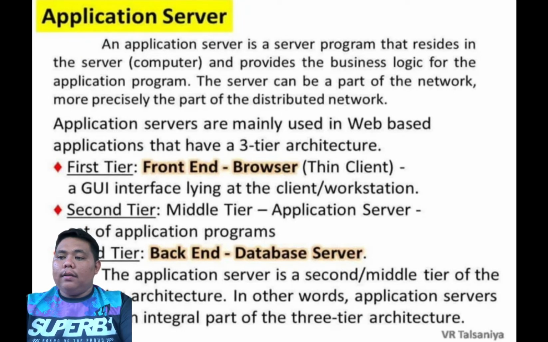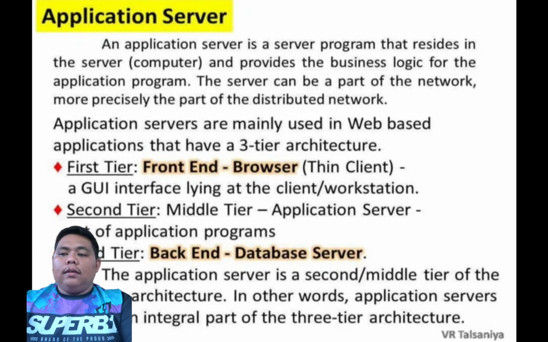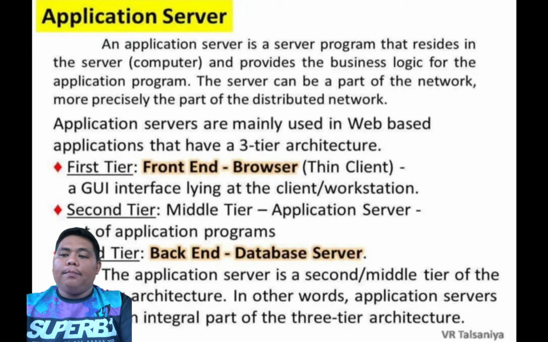Application server. An application server is a server program that resides in the server computer and provides the business logic for the application program. The server can be a part of the network, more precisely the part of the distributed network. Application servers are mainly used in web-based applications that have a three-tier architecture.